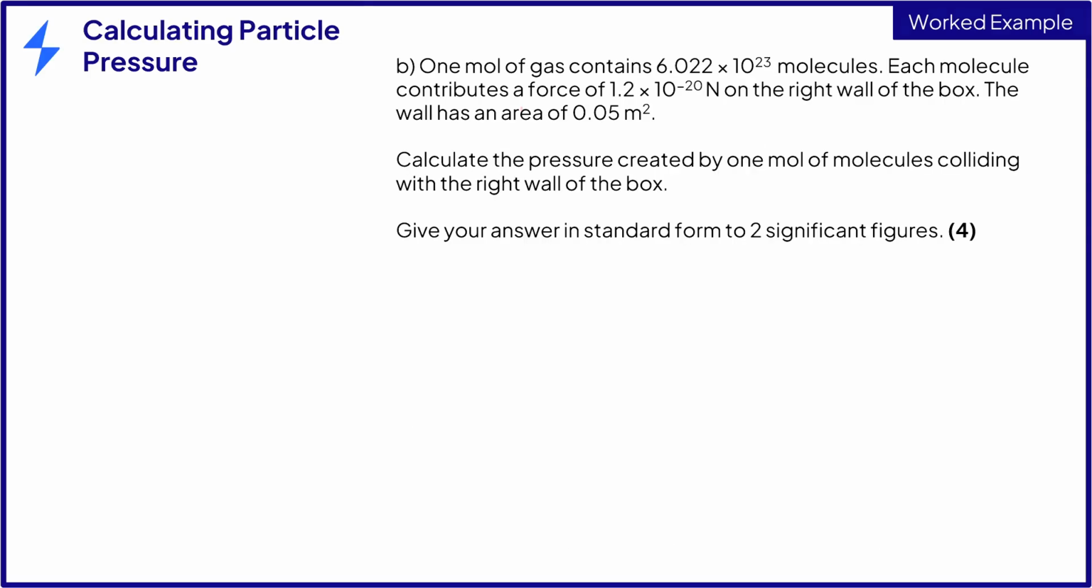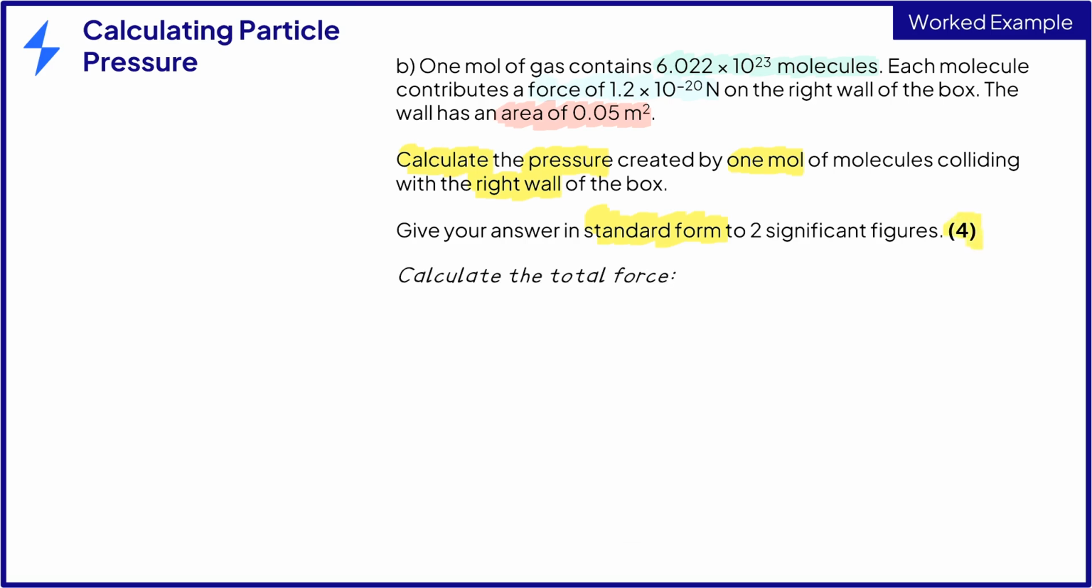In part B of this worked example, 1 mole of gas contains 6.022 times 10 to the power of 23 molecules. Each molecule contributes a force of 1.2 times 10 to the power of minus 20 newtons on the right wall of the box. The wall has an area of 0.05 meters squared. Calculate the pressure created by 1 mole of the molecules colliding with the right wall of the box. Give your answer in standard form to 2 significant figures for 4 marks.